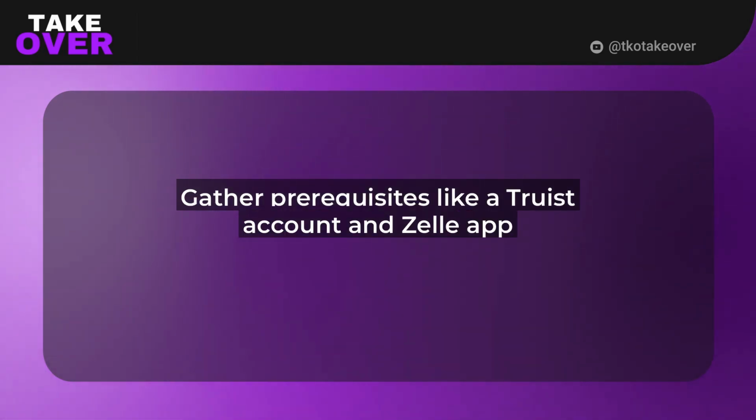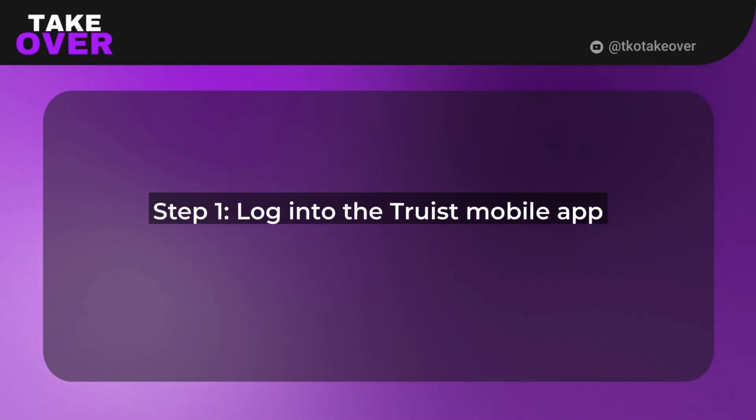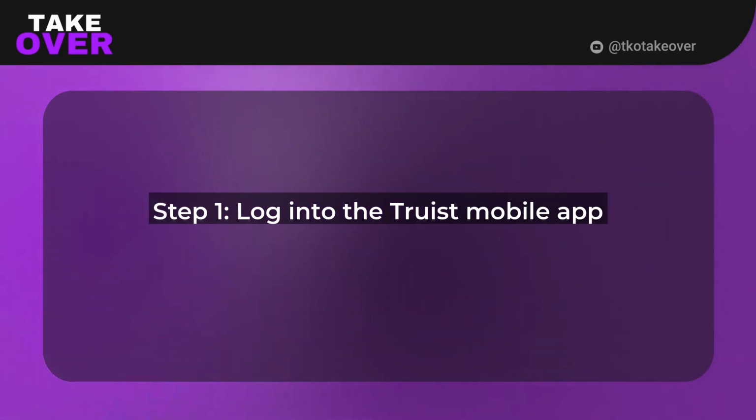Let's get started. First off, make sure you have everything ready. You'll need a valid Truist Bank account, the Zelle app installed on your smartphone, and access to your phone number or email for verification. If you don't have the Zelle app yet, download it from your app store right now.